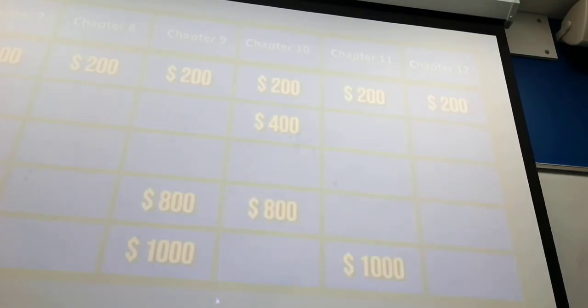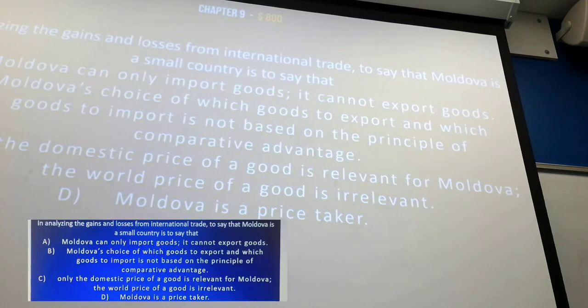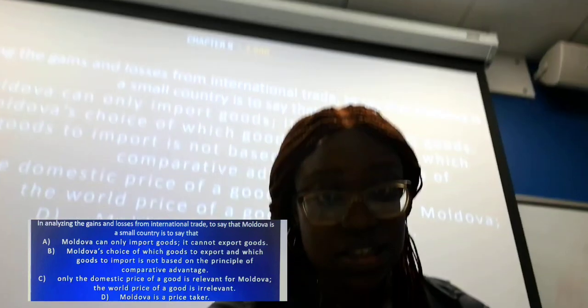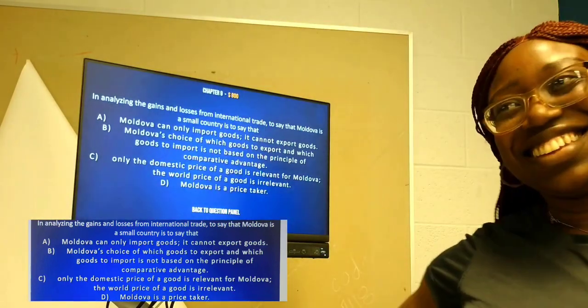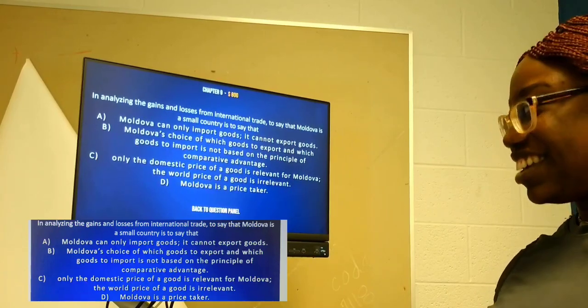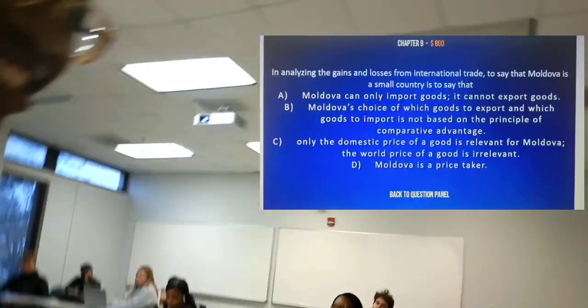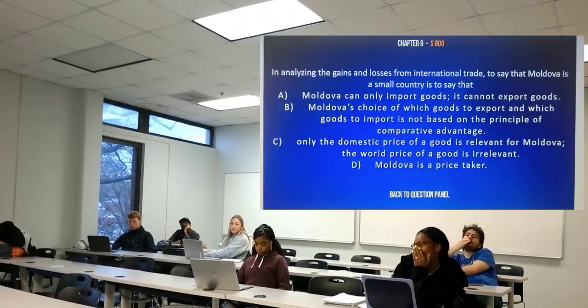Chapter 9 for 800. Okay, 9 for 800. In analyzing the gains and losses of international trade, to say that Moldova is a small country is to say that... What do you think your answer is? Tick tock, tick tock. Why is it D? It's a small country, so say with confidence. Come on. You already got the answer right. Just tell me why you think it's D.